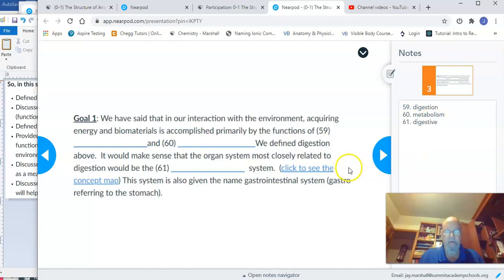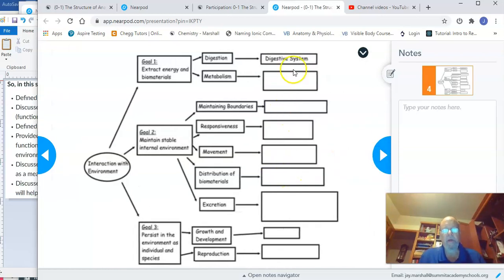We have a digestive system, and this system is also given the name gastrointestinal system, with gastro referring to the stomach. If I look at my graphic organizer, it makes sense. I don't really need to memorize that. I just know that in order to be successful with my interaction with the environment, I have to extract energy and biomaterial, and one of the functions that does that is digestion. And the digestive system is the anatomy piece, or the functional piece, that accomplishes that.